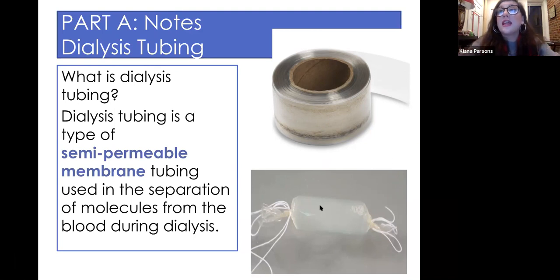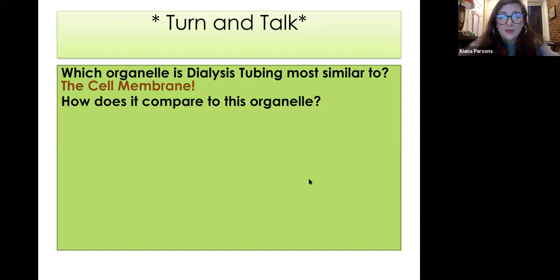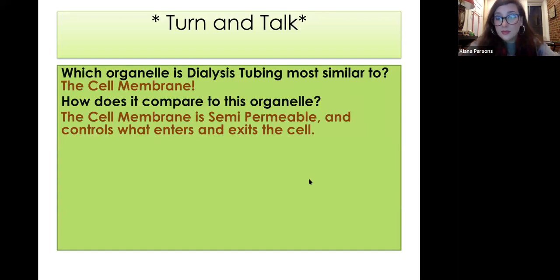So, which organelle is dialysis tubing most similar to? That's the cell membrane. How does it compare to this organelle? It is semi-permeable and it functions to separate molecules in the same way that the semi-permeable membrane allows only some molecules to pass through. How do molecules move across the cell membrane? Well, there we have it.